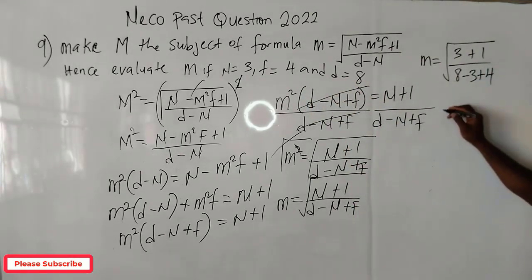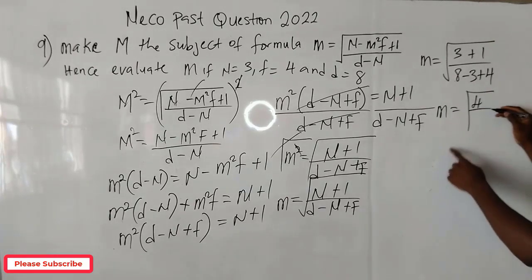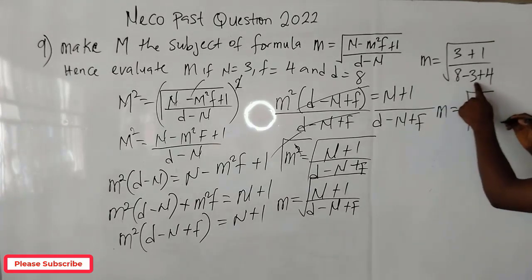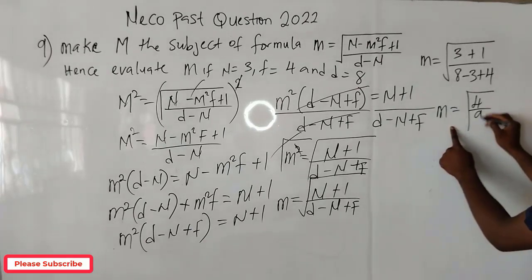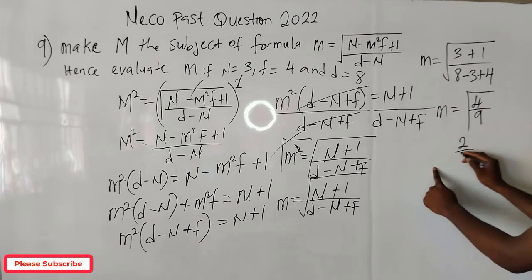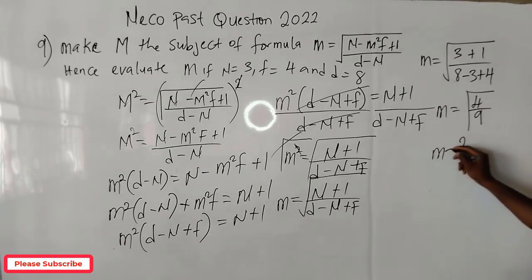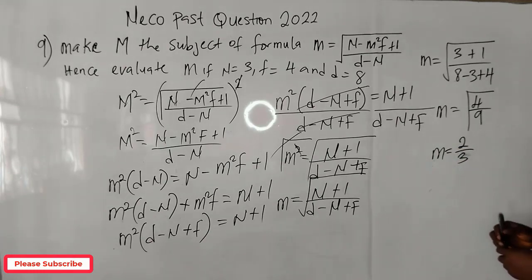All right, let's evaluate. m will be equal to the square root of 4 over 8 minus 3 which gives 5, plus 4, we have 9. The square root of 4 is 2. The square root of 9 is 3. So we have m equal to 2 over 3.